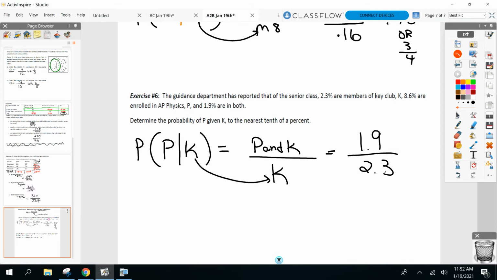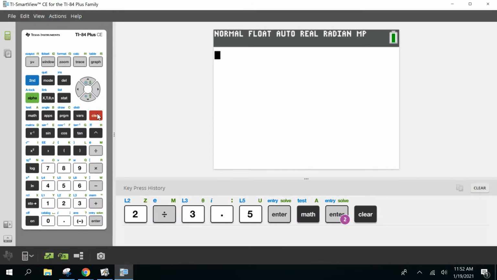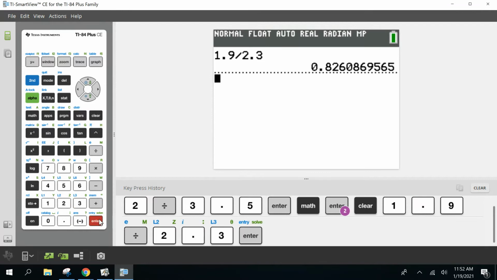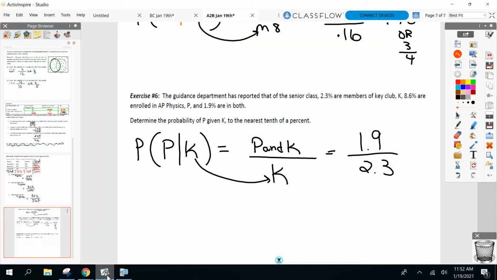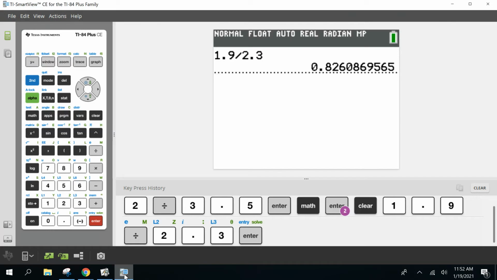All right, I'll do it with you. Ready? Go to your calculators, guys. I'll do it with you up here on the screen. 1.9 divided by 2.3. I get that decimal. But your directions say nearest tenth of a percent. It's got to be in a percent, though. So you guys know what I need to do with that decimal to turn it into a percent?